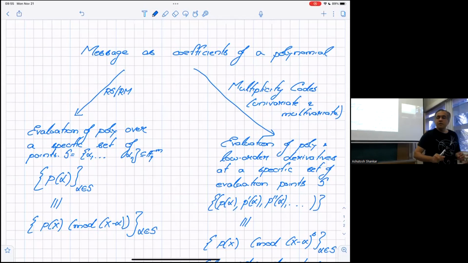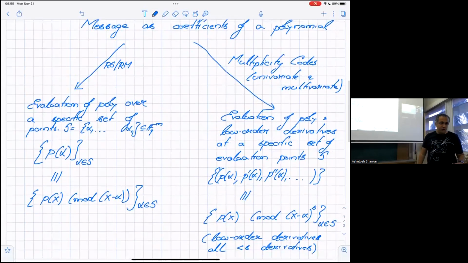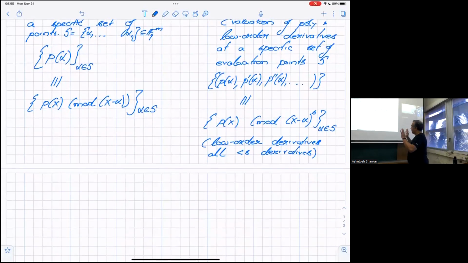So what is the alphabet of the code? Yeah, we will come to that. We will define the code in all its glory shortly. But before that, I should.